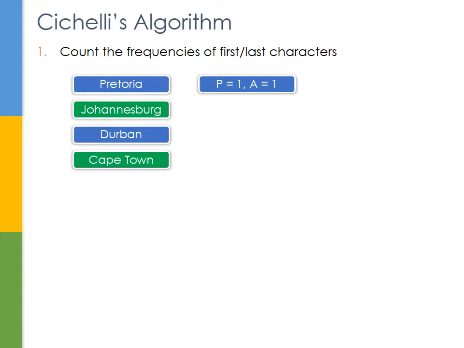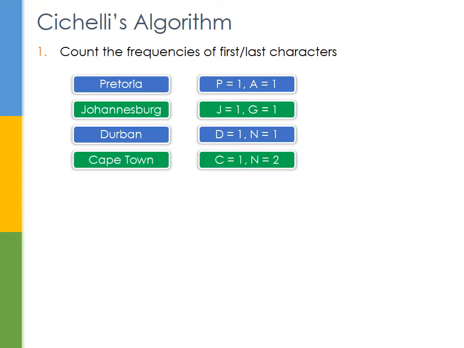So Pretoria starts with a P, so that gives us a frequency of 1 for P, and it ends with an A. So for A we also have a frequency of 1. Johannesburg starts with a J and ends with a G. Durban starts with a D and ends with an N. Cape Town starts with a C and ends with an N. So both Durban and Cape Town end with an N. Therefore the frequency of N in my alphabet here is 2. I have seen 2 N's overall. So these are the total frequencies.